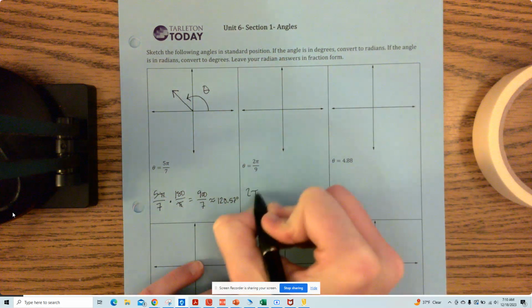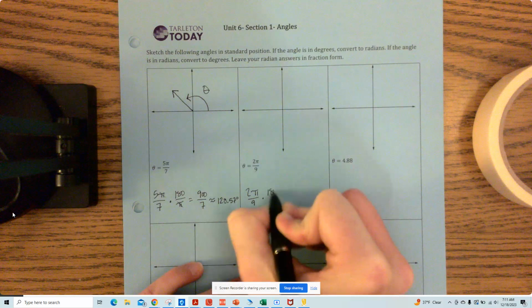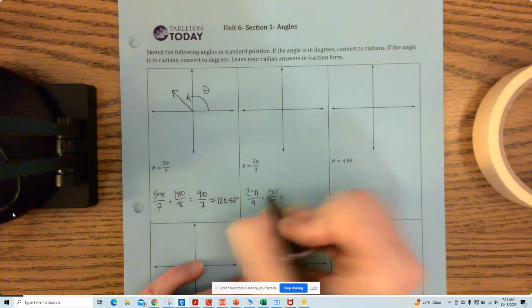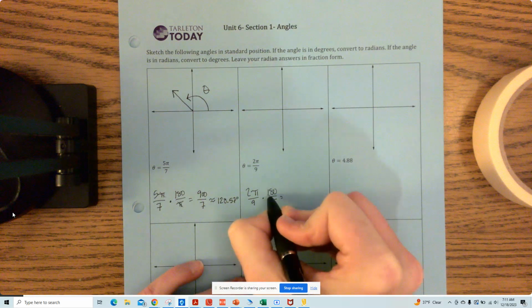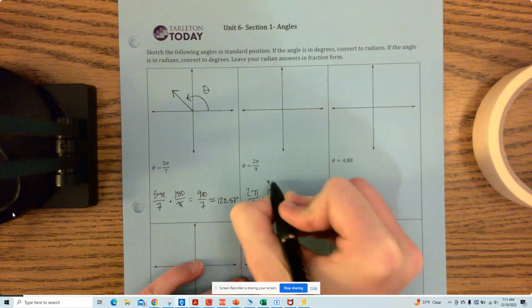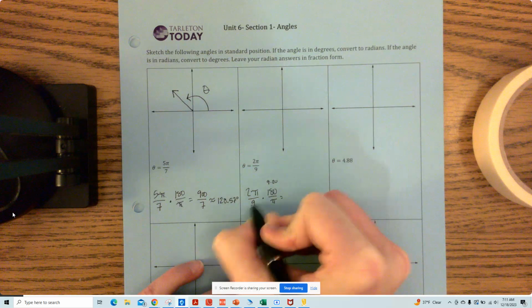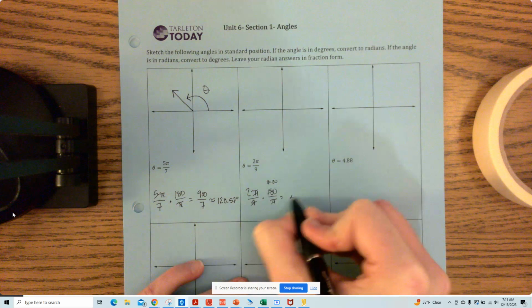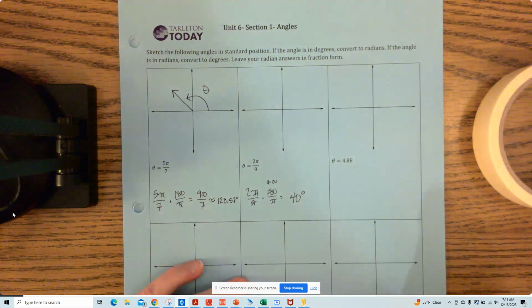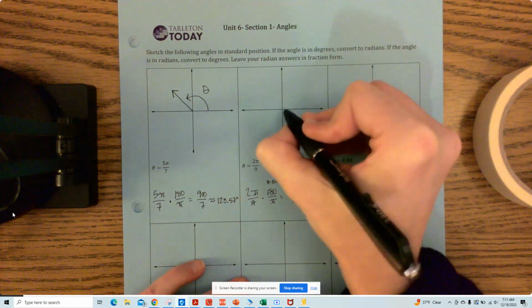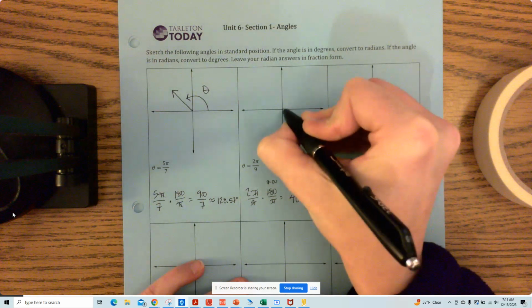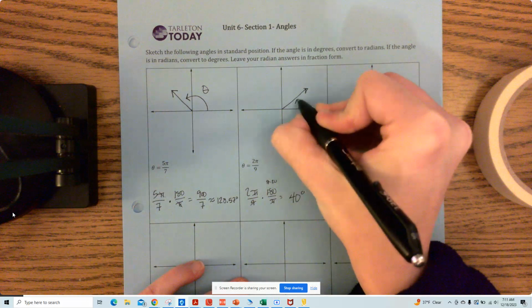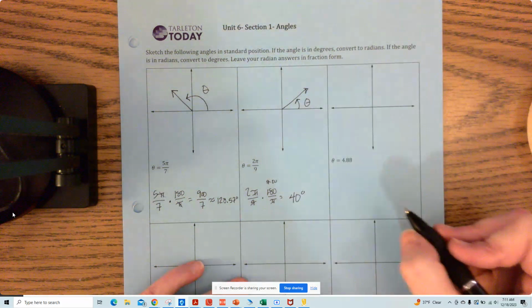All right, so 2 pi over 9 multiplied by 180 over pi. I'm going to get, actually, I'm going to cancel out here. 180 is the same as 9 times 20. So these 9s will cancel out. These pi's will cancel out. 2 times 20, 40 degrees. Okay, so 40 degrees. So half of this one would be 45 degrees. So a little bit less than half, sorry, would give me that angle measure.